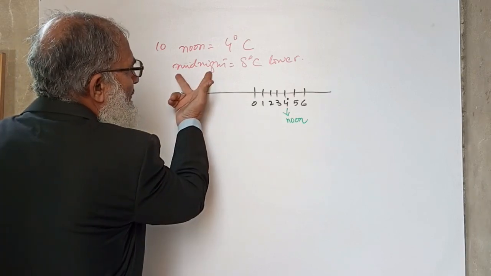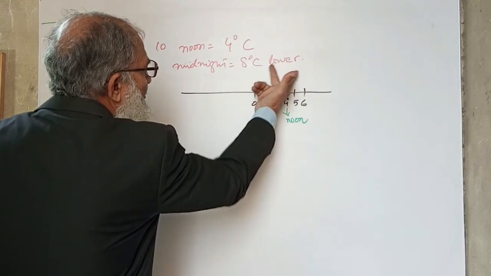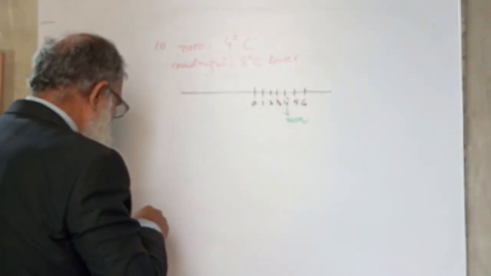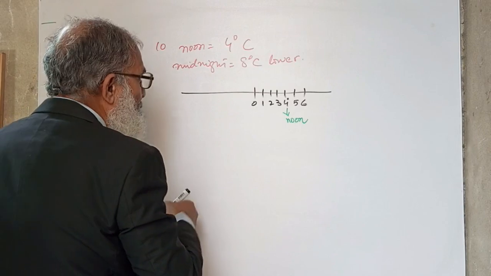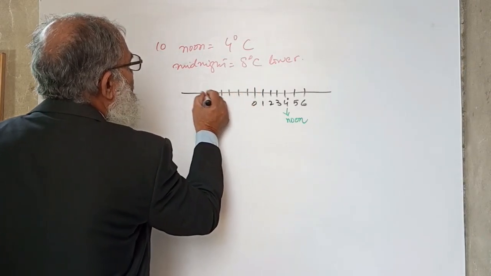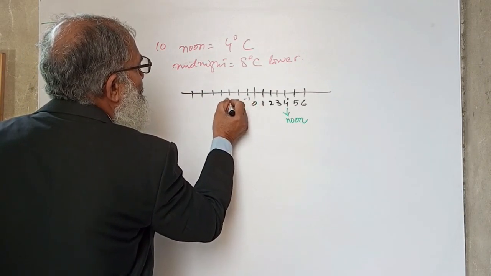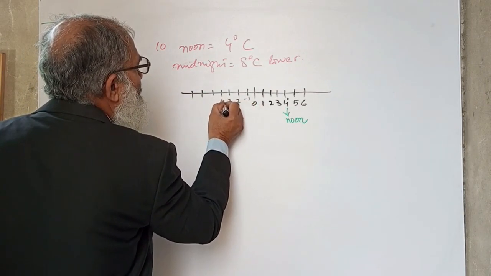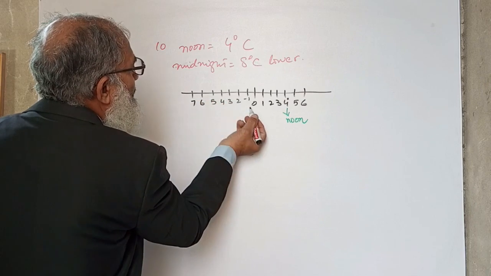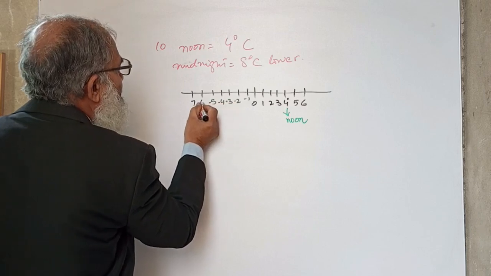Now in the midnight the temperature is lower, 8 degrees lower than the noon temperature. Now what we do is we have to draw some lines over here also. -1, -2, -3, -4, -5, -6, -7. Now this is all the minus side.